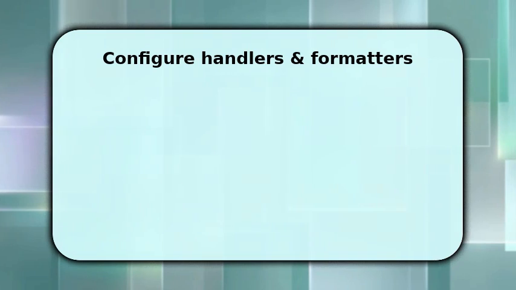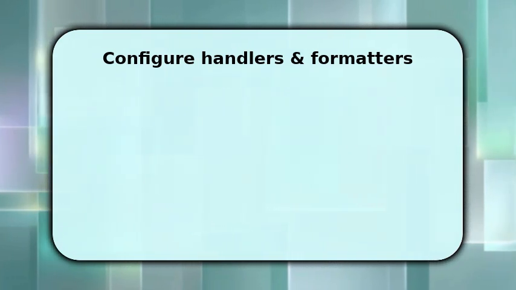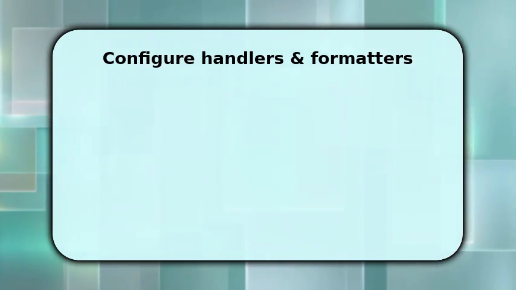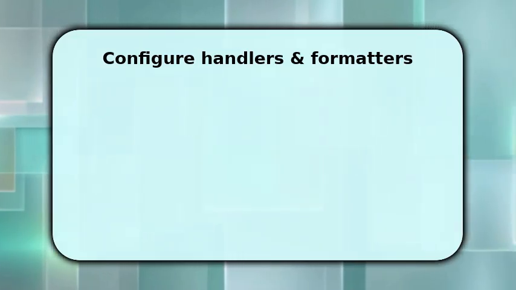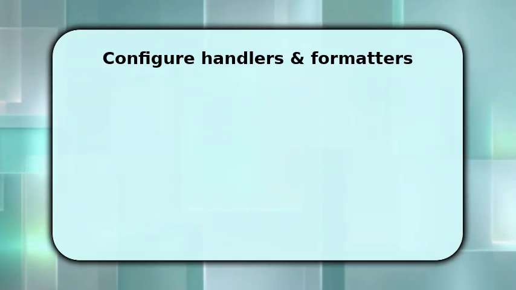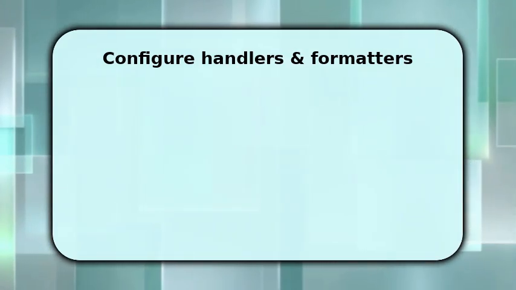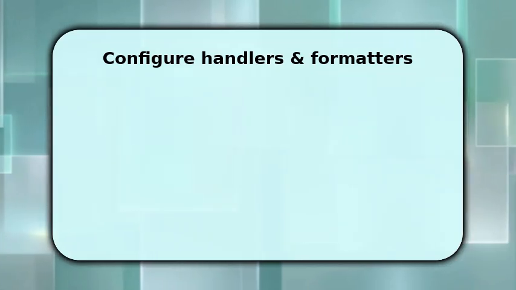Now you wire handlers to the logger. Set a console handler to info and a file handler to debug to capture verbose details without flooding the console. Create a formatter that includes time, level name, and message, then call handler.setFormatter, and logger.addHandler.